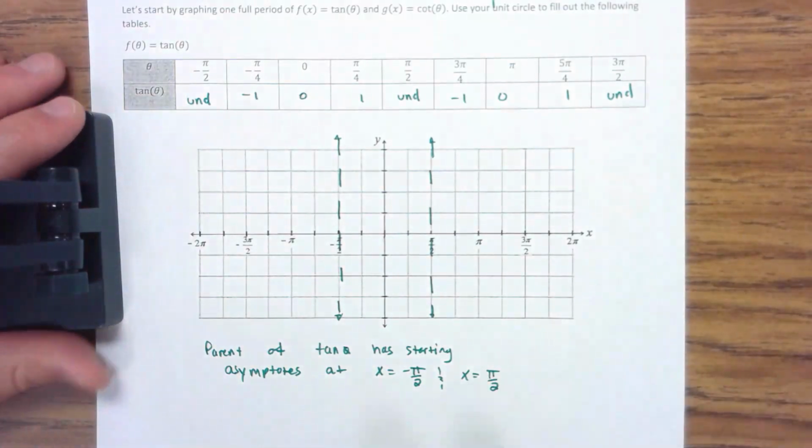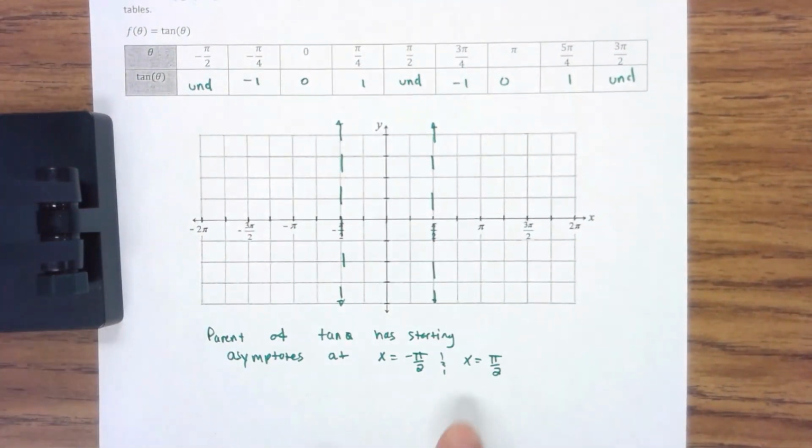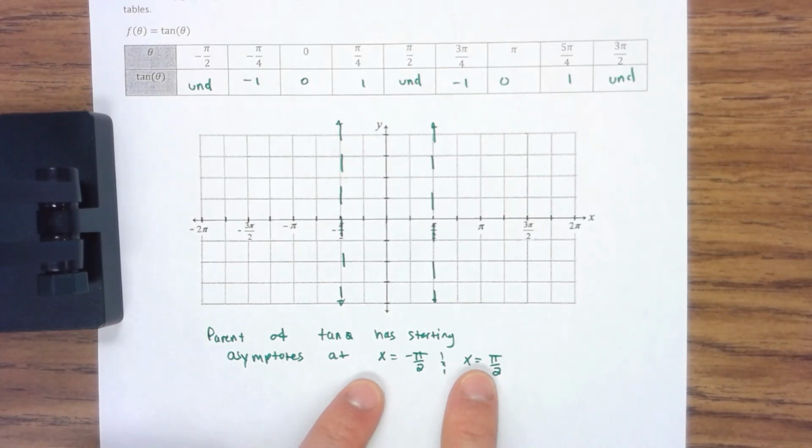Okay, and the reason I'm having us make that note is this is what we're going to focus on in graphing tangents. We're not going to really use that idea of the period, even though the period's still going to show up here. We're not going to use that idea of the period that we use with sine, cosine, and then secant and cosecant. We're going to focus more on these starting asymptotes.